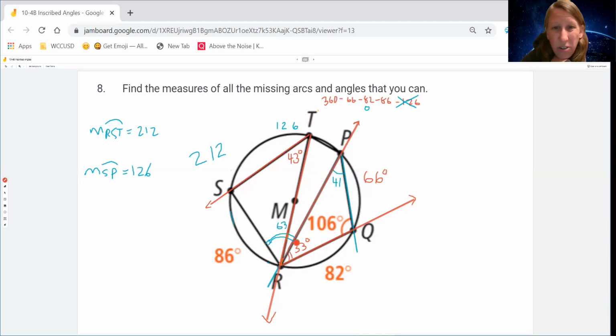Do we have a quadrilateral in here? Actually, it's a pentagon. 1, 2, 3, 4, 5. So it's not a quadrilateral. I don't know what else we know.